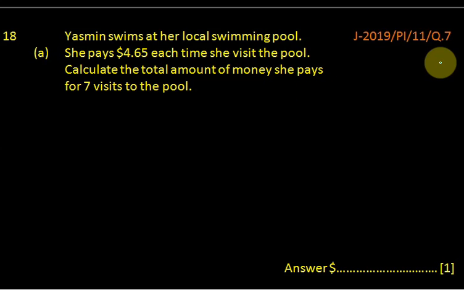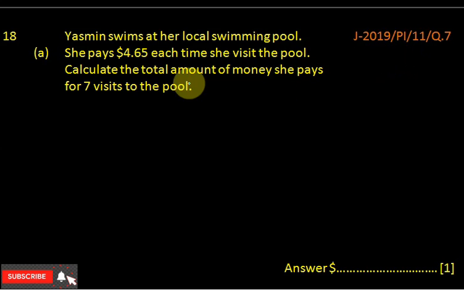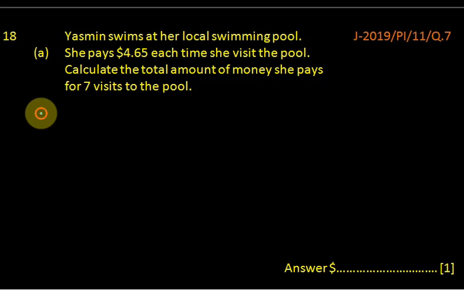Question number 7, paper 1, June 2019. Yasmin swims at her local swimming pool. She pays $4.65 each time she visits the pool. Calculate the total amount of money she pays for 7 visits.